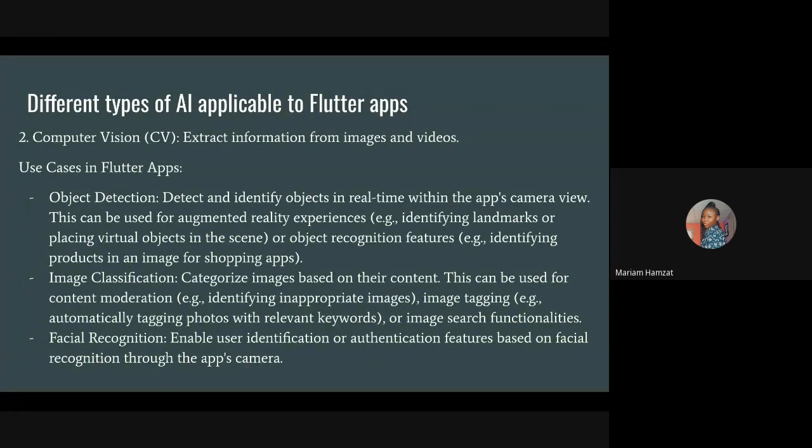So another one is image classification, categorizing images based on their content. This is also in the area of computer vision. It can be used for content moderation, image tagging, or image search functionalities. Then we also have facial recognition, which enables user identification or authentication features based on facial recognition through the app's camera.